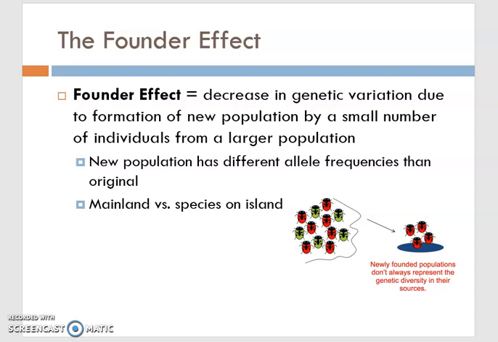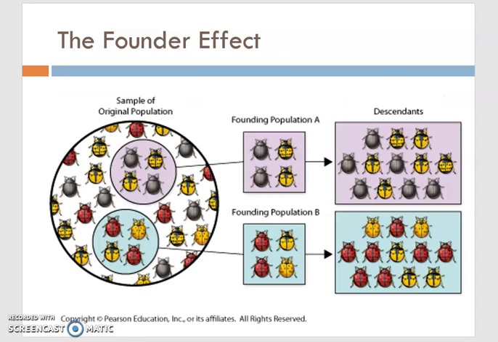This is the formation of a new population by a small number of individuals, so basically this is kind of a migration. If we look at this example, part of the population is going to be founding population A, and just by chance, the bugs in this case are yellow and black, from Pittsburgh, obviously. So whenever they reproduce, they're going to form descendants that are also yellow and black. Compare that to founding population B, which is going to be yellow and red, and now the descendants that form will have those same traits.